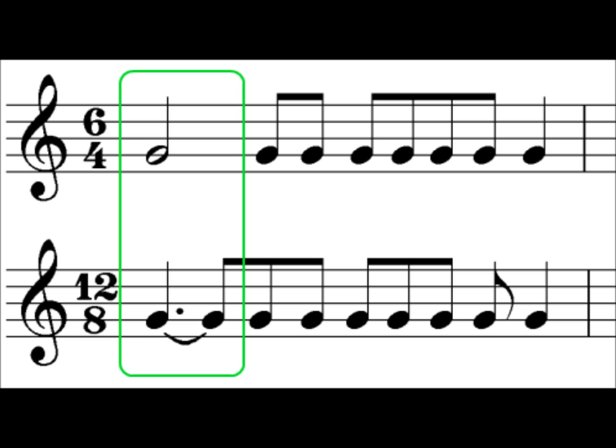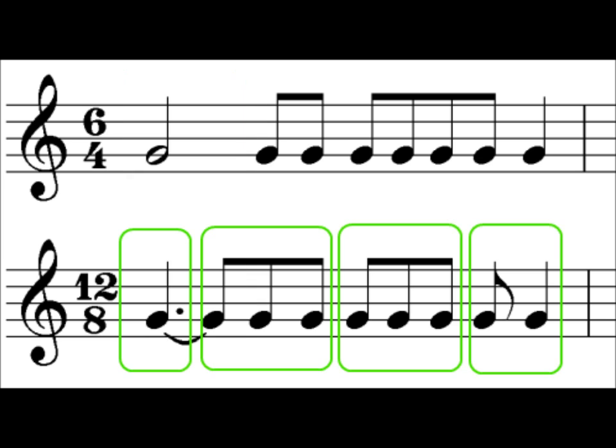However, in 12/8, the main beat is a dotted crotchet, so we need to use a dotted crotchet beat first, and then tie that to what's left over, which is a quaver, to make up the full value of the note we want. In the same way, we can easily divide up the 12/8 bar into the 4 dotted crotchet beats by drawing blocks around the notes like this.